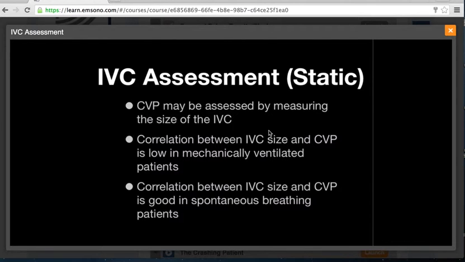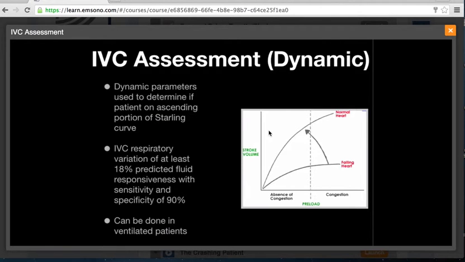But what does this data do for us? Probably the static measurements are going to be very limited in helping us, since we already said that knowing what the central venous pressure is probably not going to be very helpful in determining need for further resuscitation with fluids. However, we can look at the inferior vena cava from a dynamic standpoint and look at its phasicity with respirations. And these dynamic parameters can be useful in determining where the patient is on the Starling curve.